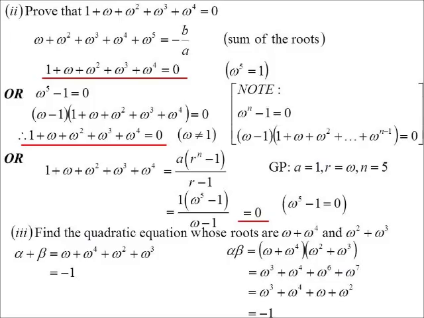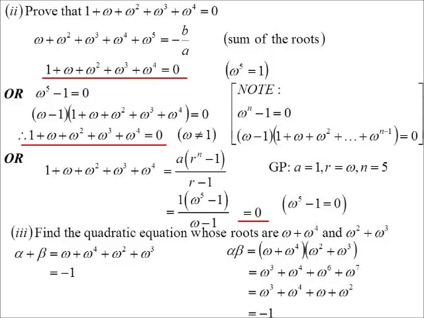What's that equal to? Hang on a sec. We just proved 1 plus omega squared plus omega cubed plus omega to the power of 4 is equal to 0. Therefore, omega plus omega to the 4 plus omega squared plus omega cubed must equal negative 1. Move the 1 to the other side. So we now know the sum of the roots is minus 1.